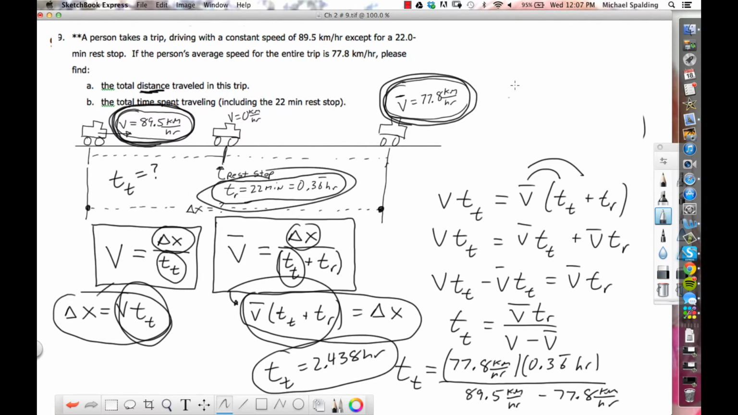So the total time, you have to take the time of travel and add it to the time of rest. So the total time of travel, which is the answer to part B, is 2.438 plus 0.36, and we get about 2.8 hours.